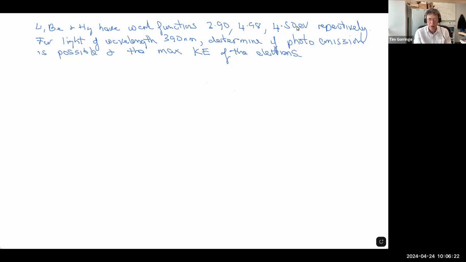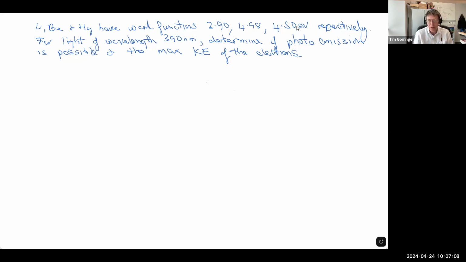And so we're going to first ask the question, with this 390 nanometer light, is it possible that the light can emit photoelectrons, photoelectric effect electrons, from lithium, beryllium, mercury? And then if it is possible to emit photoelectrons from those materials, then we're going to calculate the maximum kinetic energy of the electrons that are liberated from those materials.